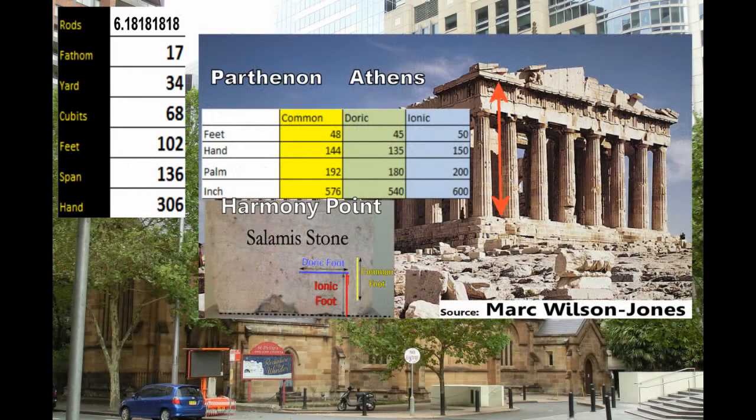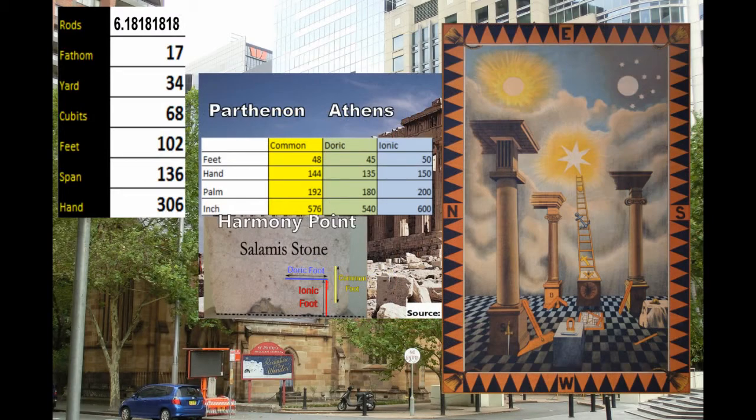Now, we need to go back way back in time and have a look at the Parthenon. Mark Wilson-Jones did some excellent work regarding the Salamis stone, and also showing how that shows not only that the modern foot is actually ancient, can go back to ancient Greece at least, but it's also a conversion point for Doric and Ionic scales. Pull out a Masonic tracing board.